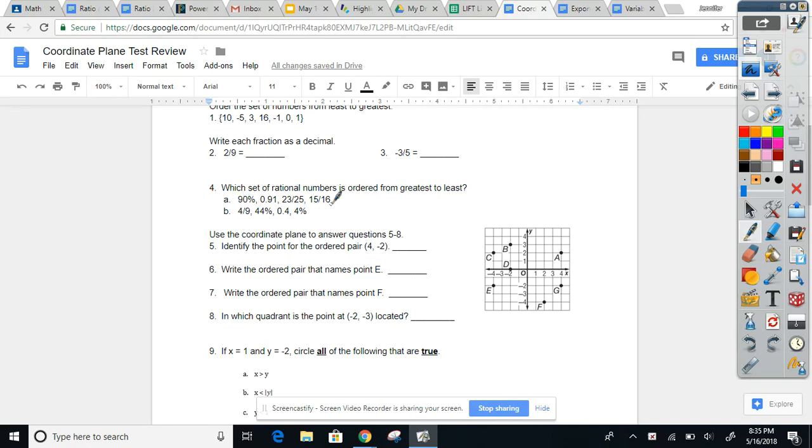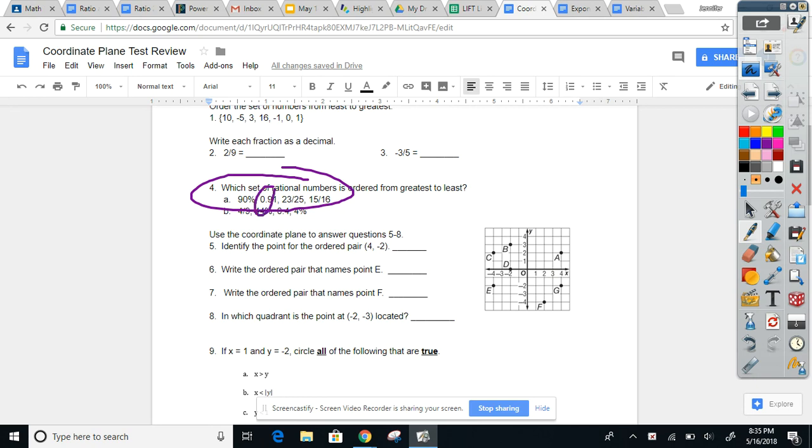So if we look at these, we need to convert them all to the same thing, okay? That means we need to convert them to all percents, convert them all to decimals, or convert them all to fractions, whichever you prefer. I prefer to convert mine to decimals, okay? So that means I'm going to put them in order from least to greatest. So you're going to sit here, you're going to do A, you're going to turn your percent into a decimal.